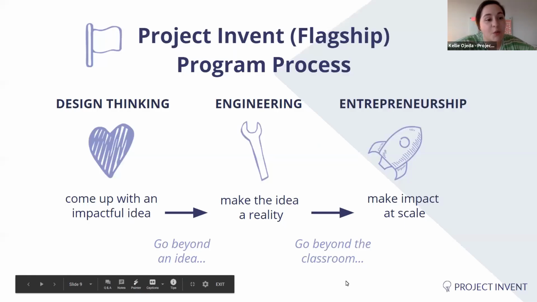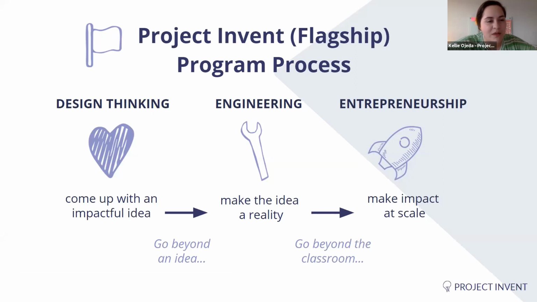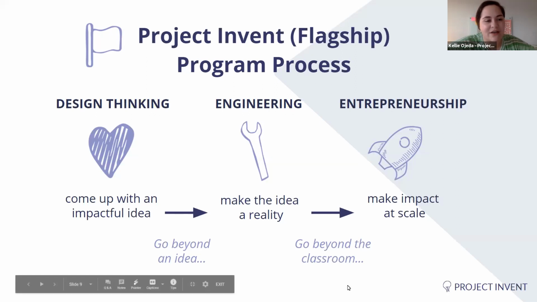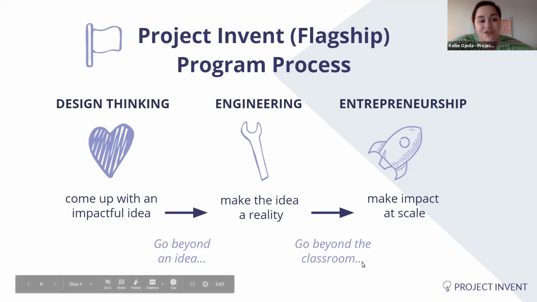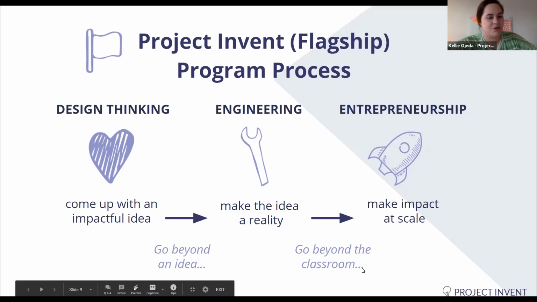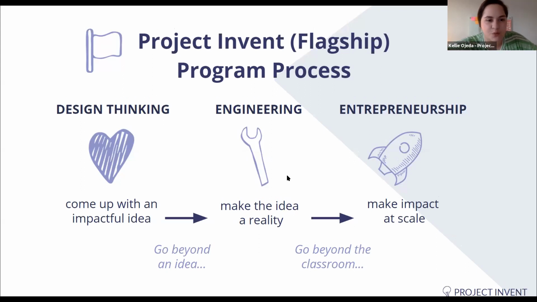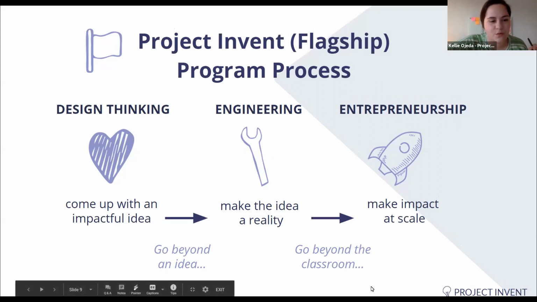So this is our program. We teach design thinking. We teach students how to come up with an impactful idea rooted in the user, rooted in the community partner, not just what they think the person might need. We teach them engineering skills like what Maddie's going to show you all today, Microbit, and we also teach Arduino. And then lastly, entrepreneurship. Once you get a product, how do you make that scale? That's the flow of our 9-month program. It goes through the school year.